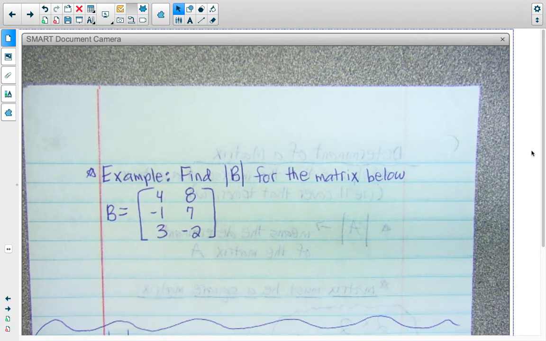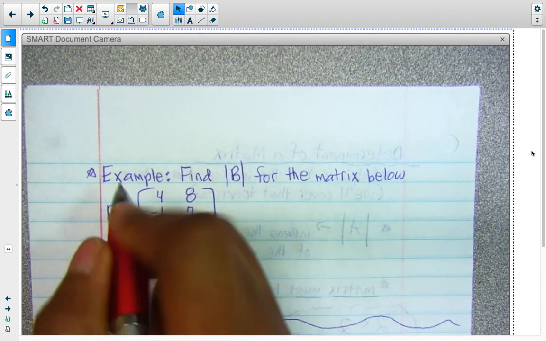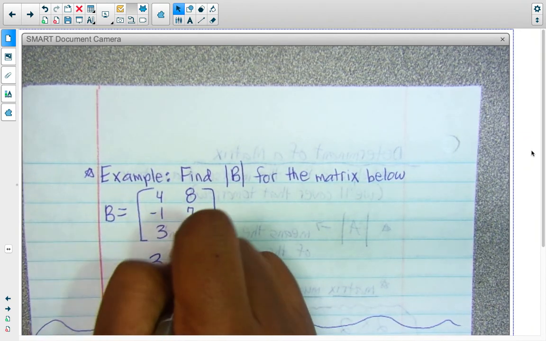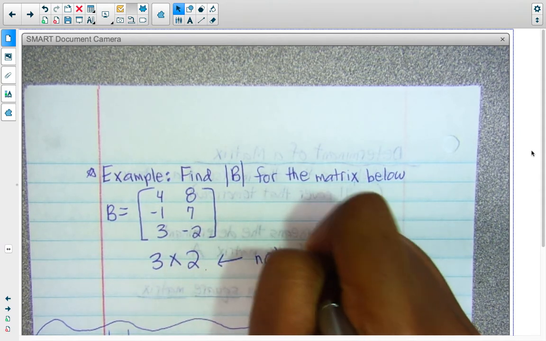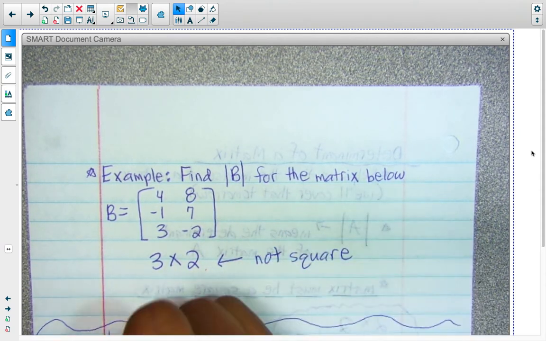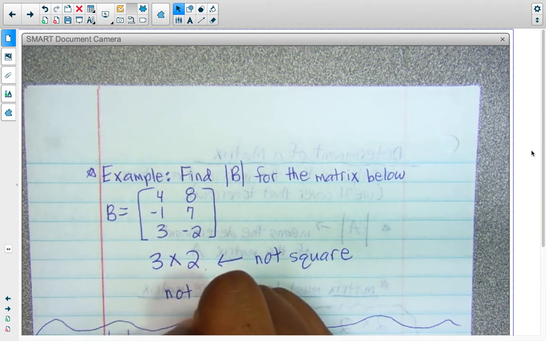The determinant only works for a square matrix. This is not a square matrix. This has 3 rows and 2 columns. So this is not a square matrix. So we would say not possible.